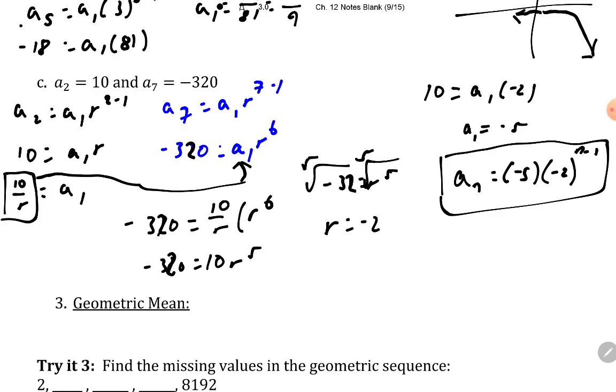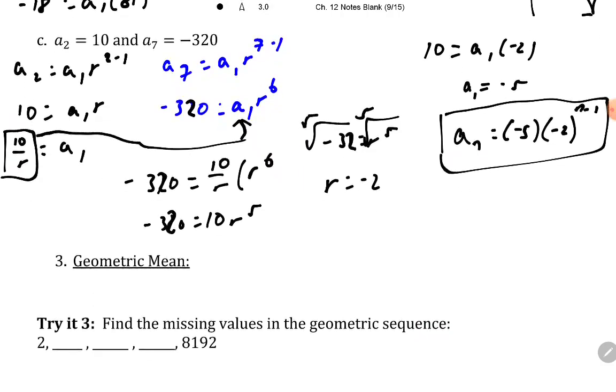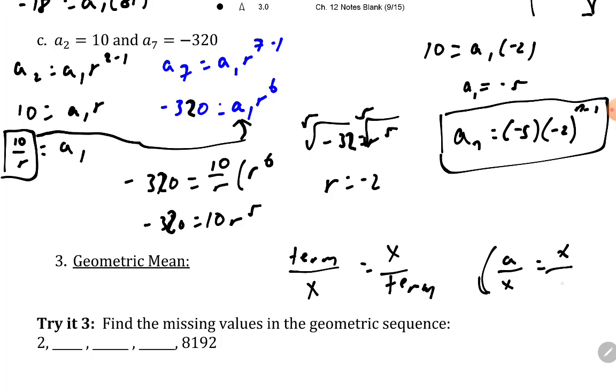A geometric mean is the term between two terms in a geometric sequence. And if you remember from geometry, we had this. So here's a and b, our two terms, and x is our geometric mean, the number in between them.